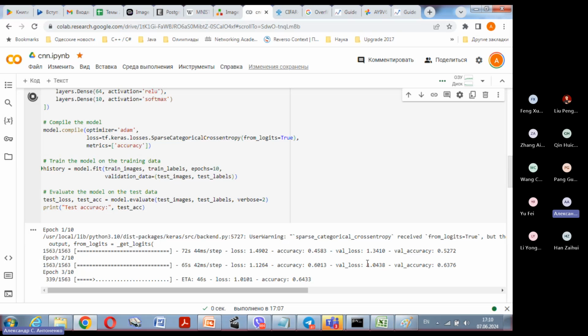But on validation data, and we use our test set as validation data, as I said, maybe it's not an optimal solution, but anyway, on validation data we have an increase of accuracy, as you can see.